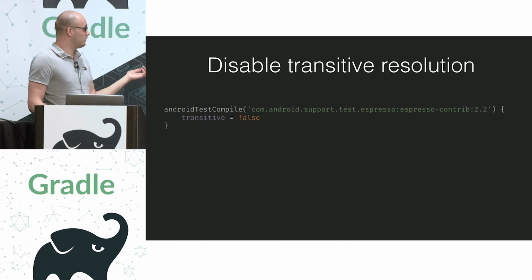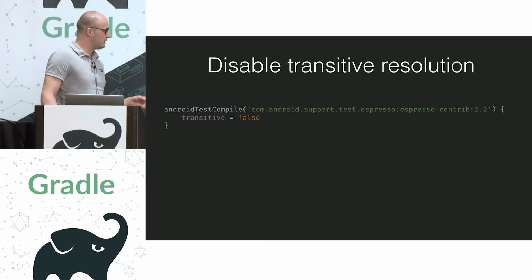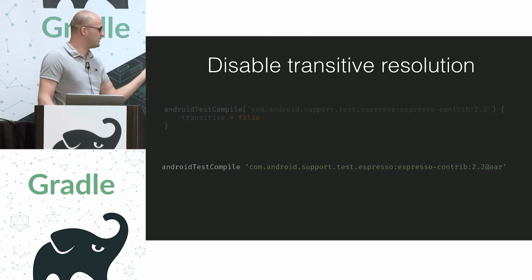Another way is we could disable transitive resolution completely, but then we would still need to add all the Android test compile dependencies for everything that Espresso depends on. So this doesn't make much sense. And we can do that also by just pulling the AAR artifact because it will disable the transitiveness.